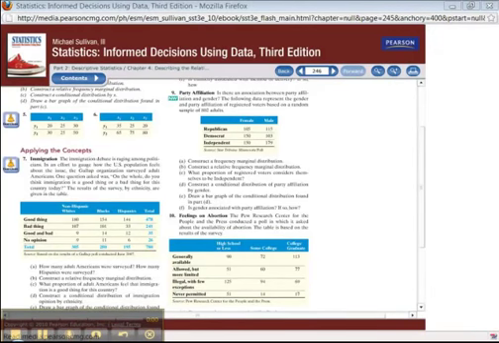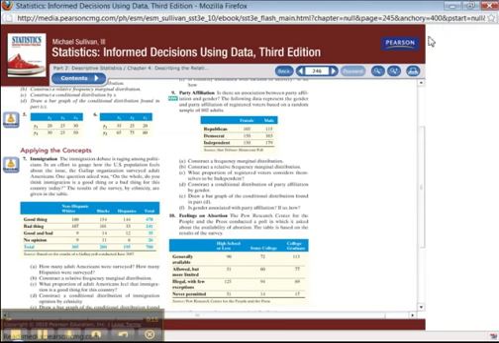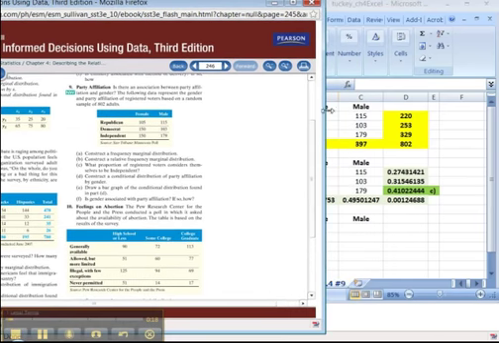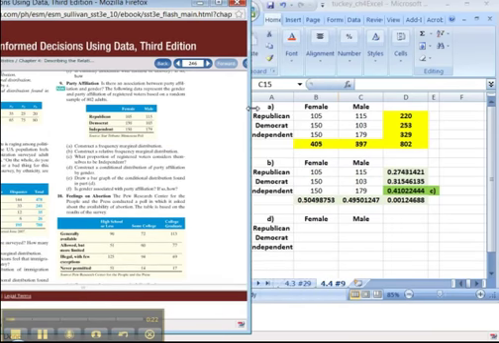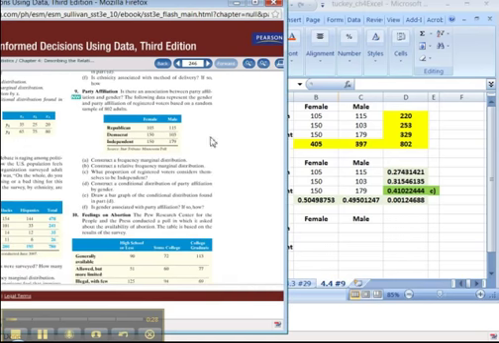Alright, now it's time to tackle conditional distribution. It's a little bit tricky, so let's look at what we've got here. I've got parts A, B, and C all labeled, everything's grand. What they're interested in is the conditional distribution of party affiliation by gender.